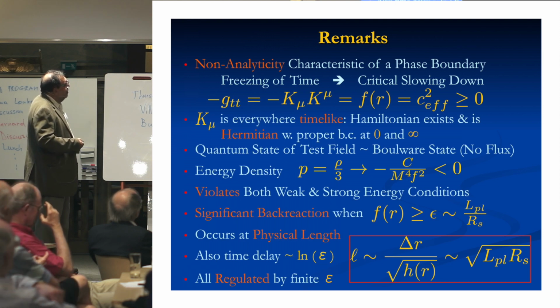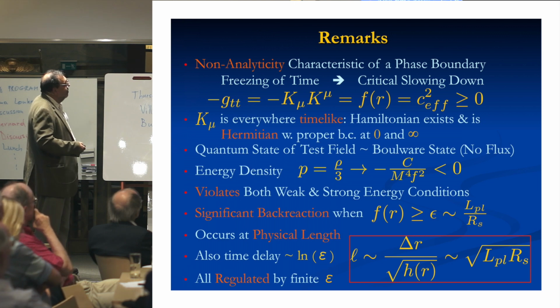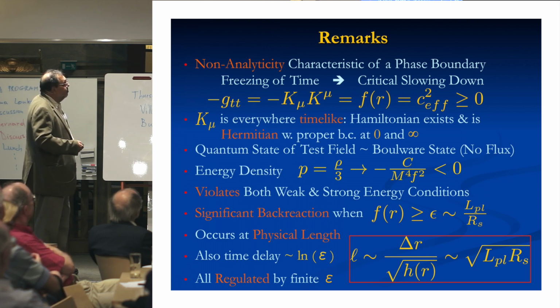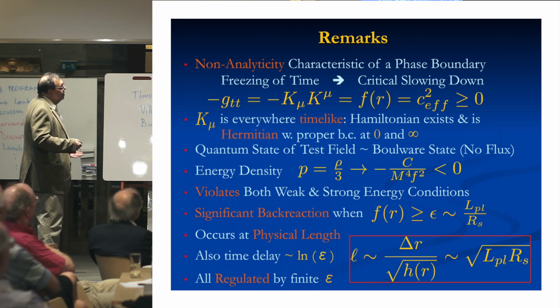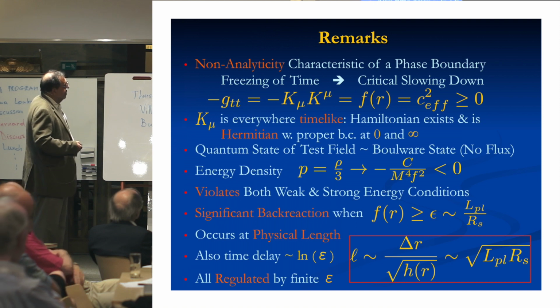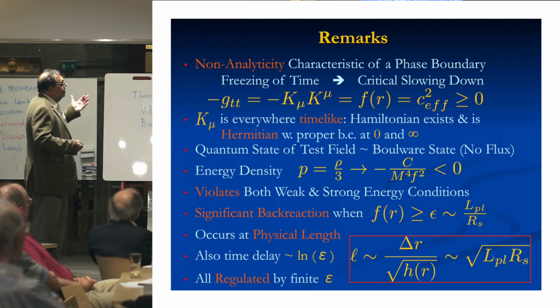Schwarzschild solution. Because the Killing vector is everywhere timelike, except possibly at one point, a Hamiltonian exists. If the Hamiltonian exists, and it is Hermitian with proper boundary conditions, it should certainly, for any field put on this background, describe unitary evolution. I also mentioned that because things are non-analytic right at the surface, there's no reason to demand analyticity of Green's functions, and so one would expect that the quantum state of a test field in this background is more similar to the Boulware state.